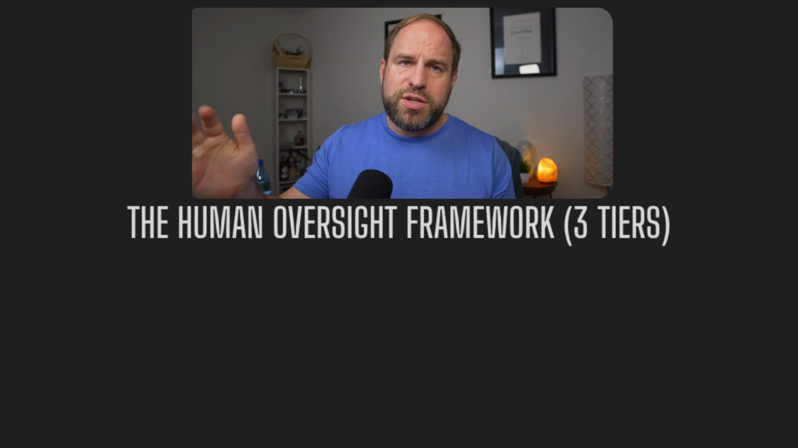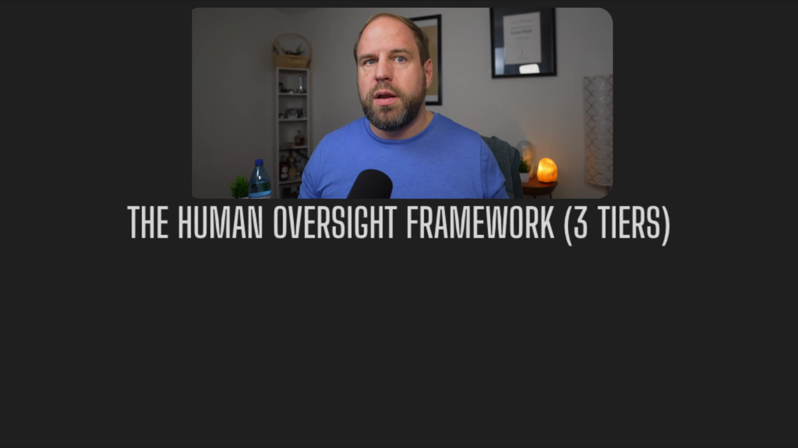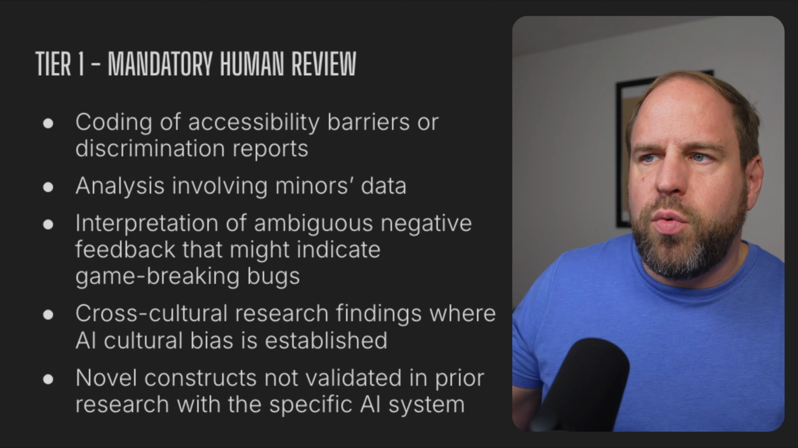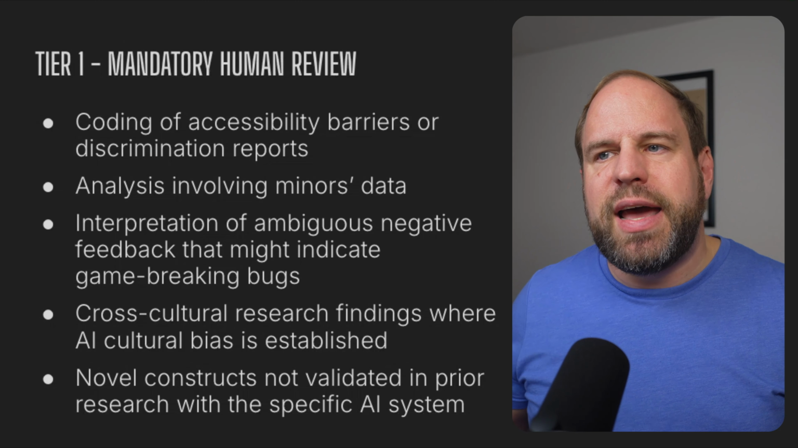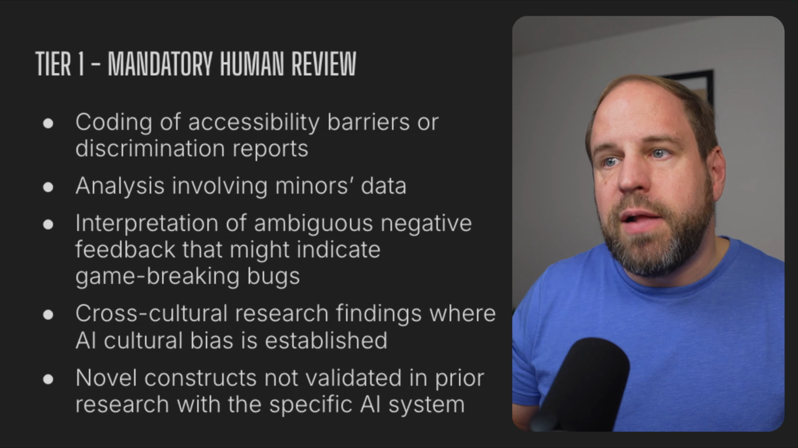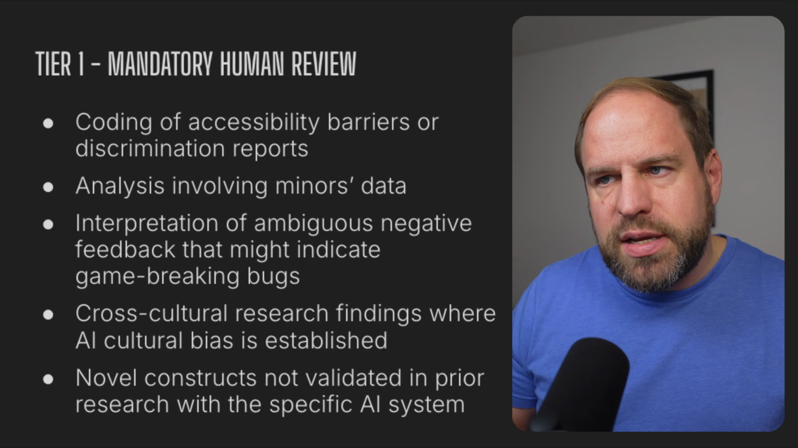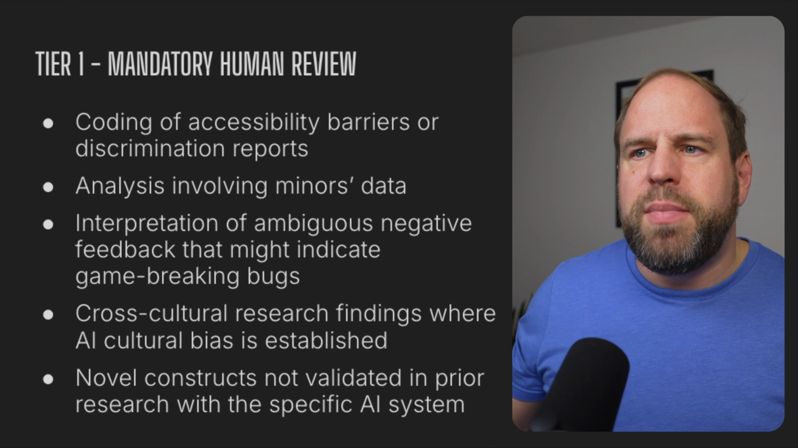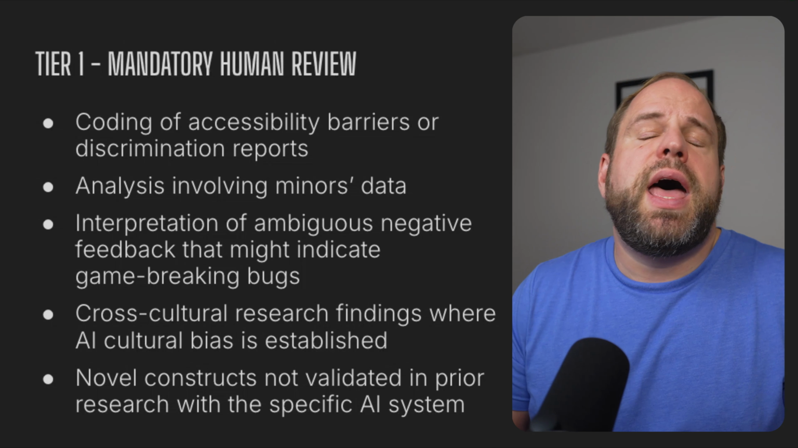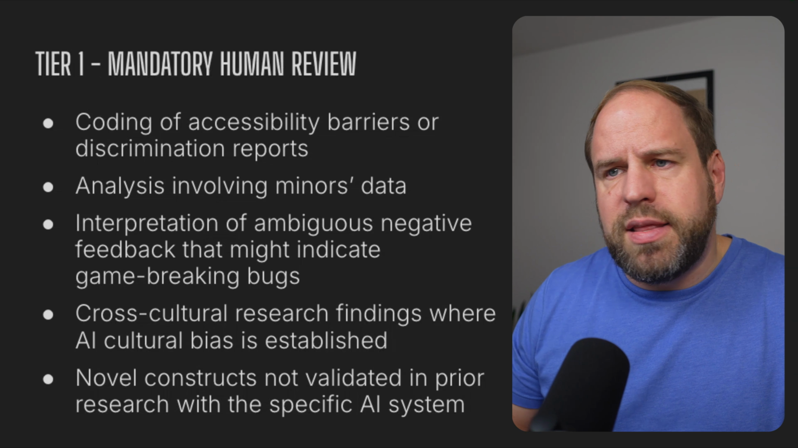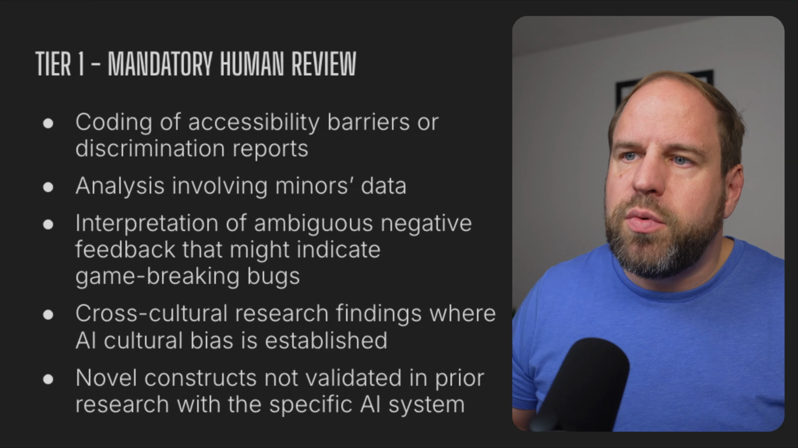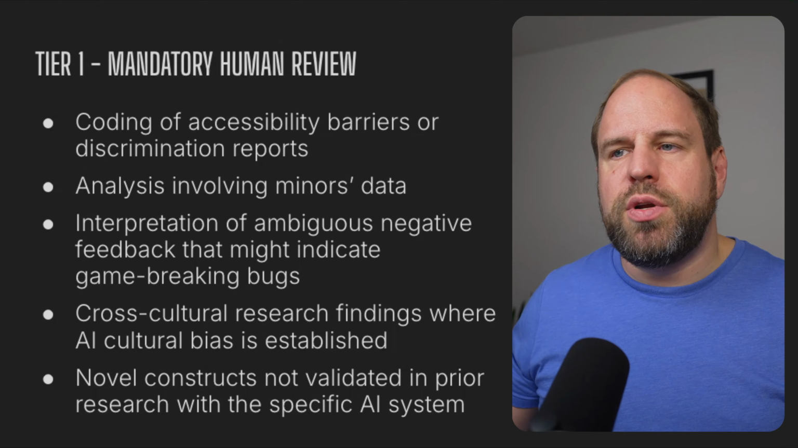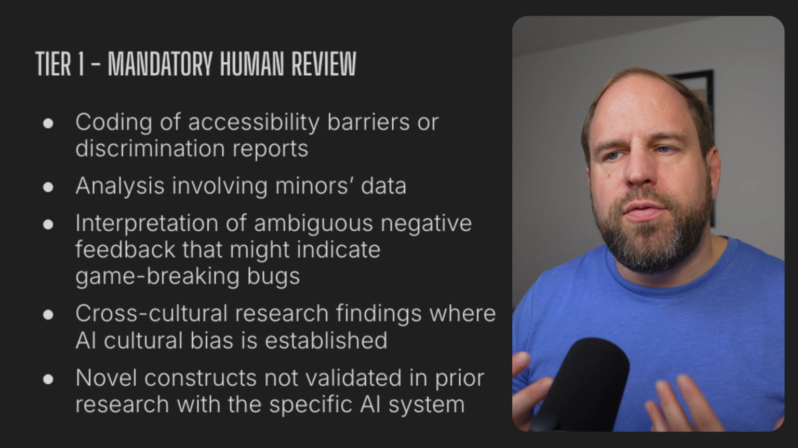So there's the mandatory human review, tier 1, where a human researcher must review or check the work, even if they're using an AI tool for help. When we're dealing with serious or sensitive topics, if the research involves checking for things like discrimination or barriers that make the game hard for people with disabilities, then absolutely a human must handle the coding and the analysis. And this is also true when you're dealing with data from kids, right? Any analysis that uses data from minors needs mandatory human oversight. There is no leeway for risk here.